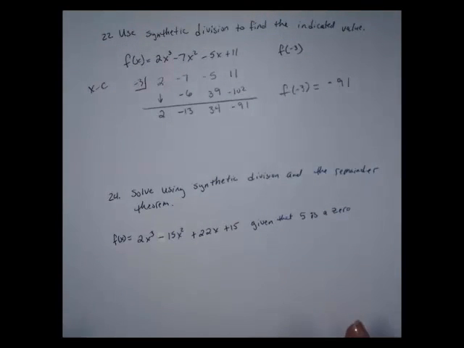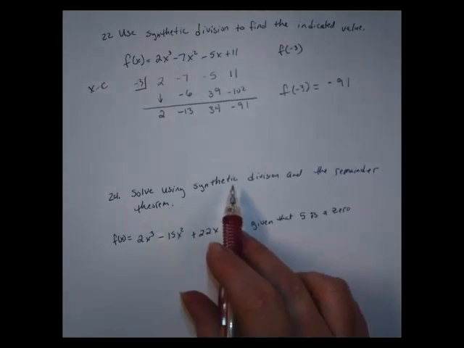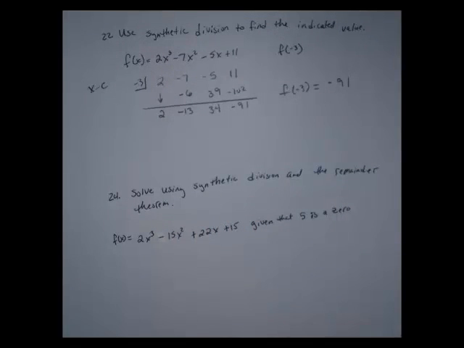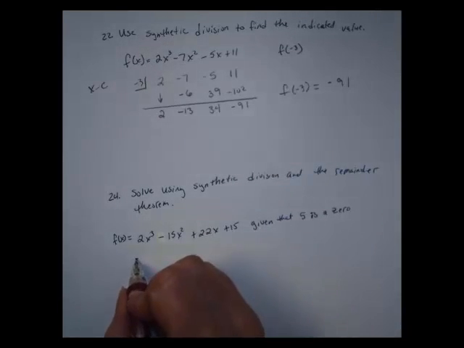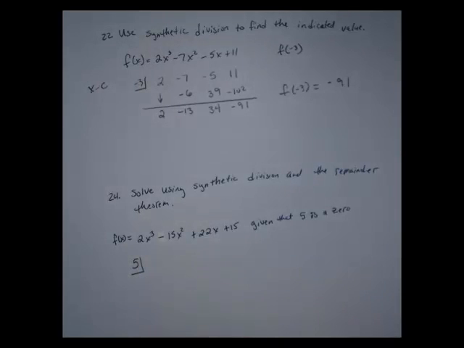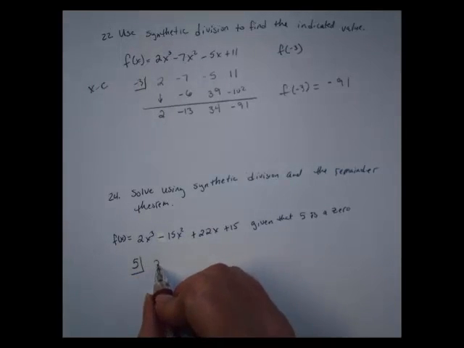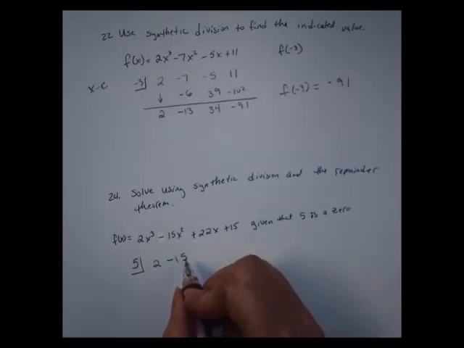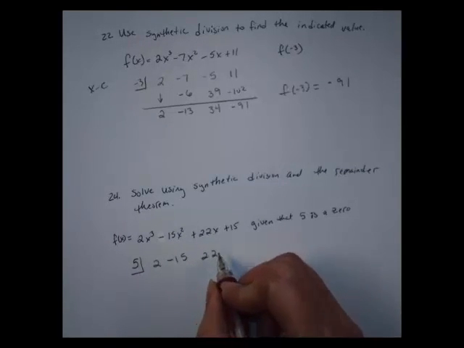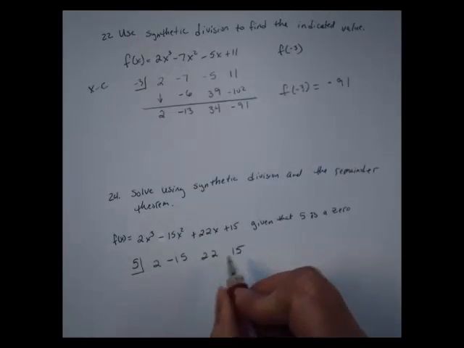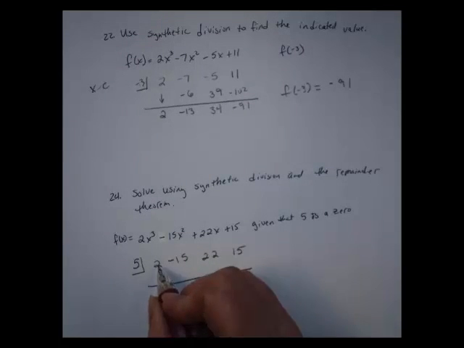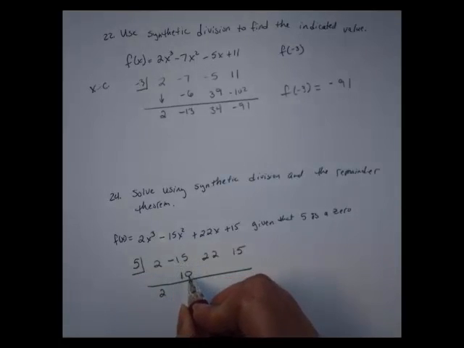All right, for our next problem, we're solving using synthetic division and the remainder theorem, given that 5 is a 0. So if 5 is a 0, that means we're plugging 5 into our synthetic division box. We're again going to pull down our coefficients, including our signs, 2, -15, 22, and -15. Drawing our line, we'll bring down our 2. 2 times 5 is 10. -15 plus 10 will get us -5.